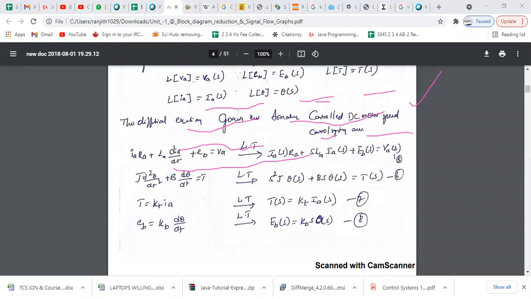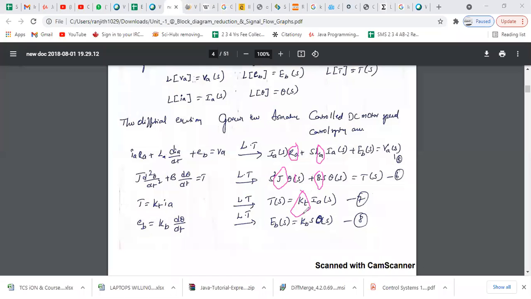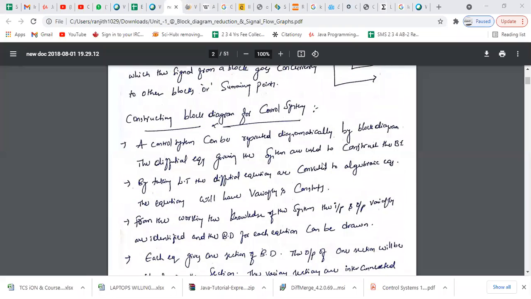These four equations are the algebraic equations. They have constants as well as variables. These are the variables: VA of S, EB of S, IA of S, theta of S, T of S. Now, what are the constants here? RA is the constant, LA is the constant, and similarly J is the constant, B is the constant, KT is the constant, KB is the constant, right? These equations have constants as well as the variables, right?